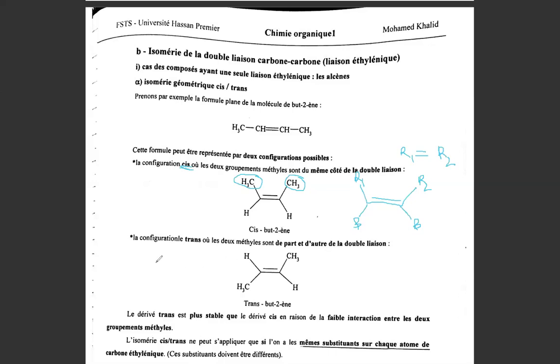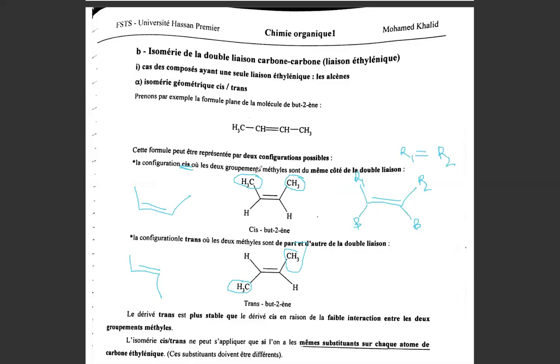Now, when you have la configuration trans, où les deux méthyls ne sont pas du même côté de la double liaison. On change. Now you have a methyl on the other side of the liaison, and you also have this one on the other side. So in other words, when you have this type of orientation on a double liaison, you call it a cis. And when you have this type of orientation for a double liaison, we call it a trans.